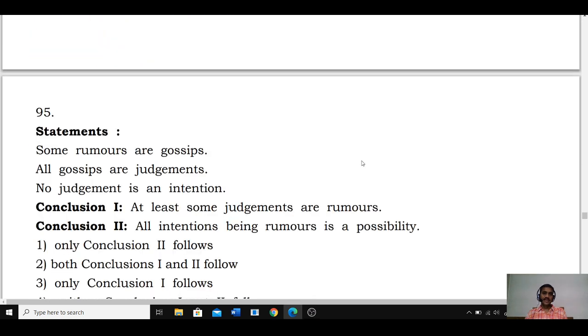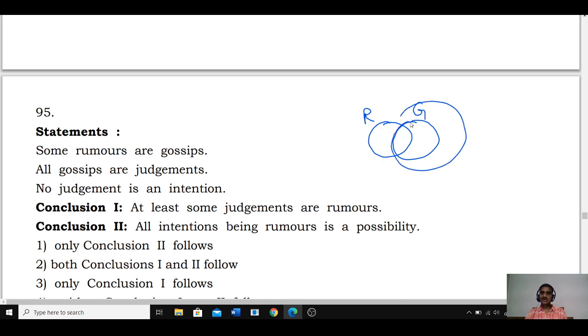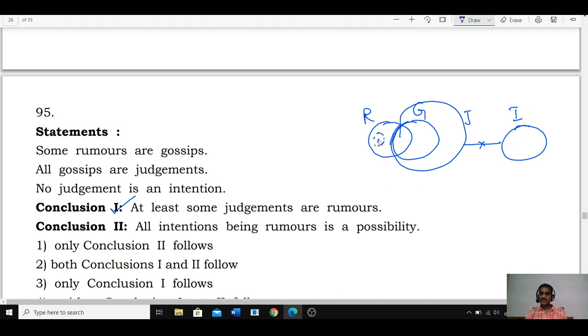Then 95. Some rumors are gossip. Some of the rumors are gossips. How do I write it? Rumor and gossip. Some rumors are gossip. All these gossips are what? All gossips are judgment. And no judgment is an intention. No judgment is an intention. Intention is here. Then some judgments are rumor. Judgment, rumor, intersection between these two. All intentions are rumors is a point. Can all intentions come into this or not? They can. All rumors are intentions is not possible, but intentions are rumors can be. Hence both are true. Choice 2, 95.